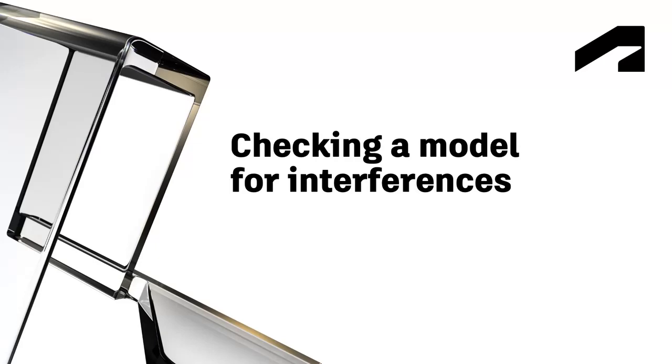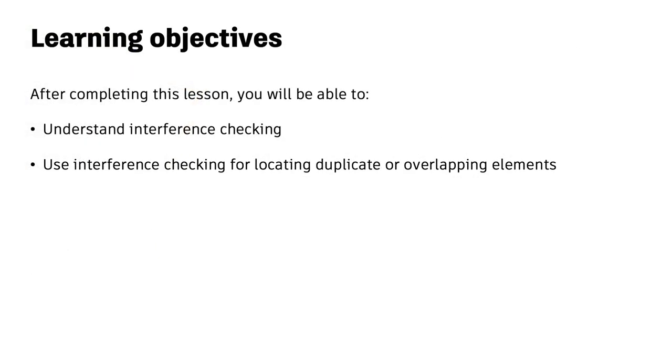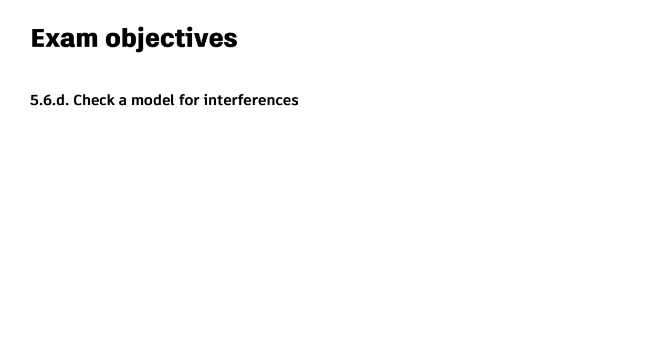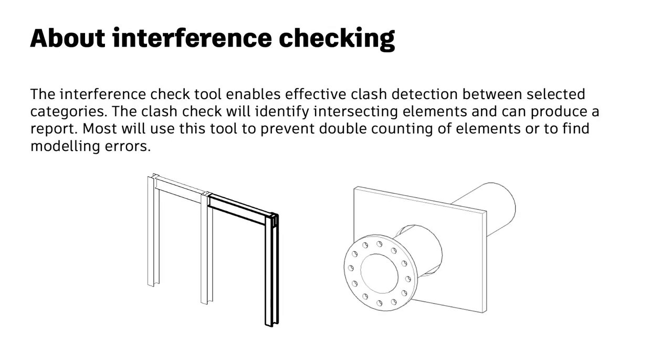After completing this lesson, you'll be able to understand interference checking and use interference checking for locating duplicate or overlapping elements. The objective domains covered are 5.6D, check and model for interferences. The interference check tool enables effective clash detection between selected categories. The clash check will identify intersecting elements and can produce a report.